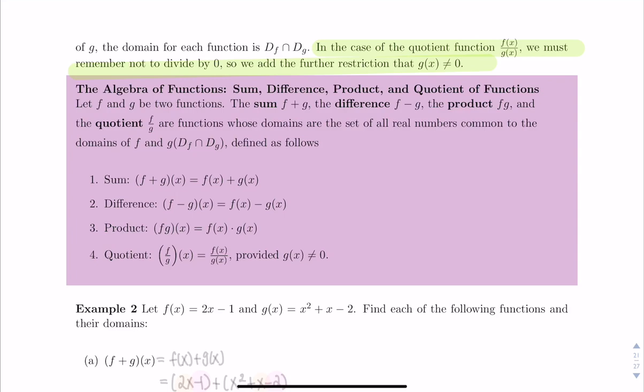So let's use f of x equals 2x minus 1 and g of x equals x squared plus x minus 2, and we want to find each of the following functions and their domains.